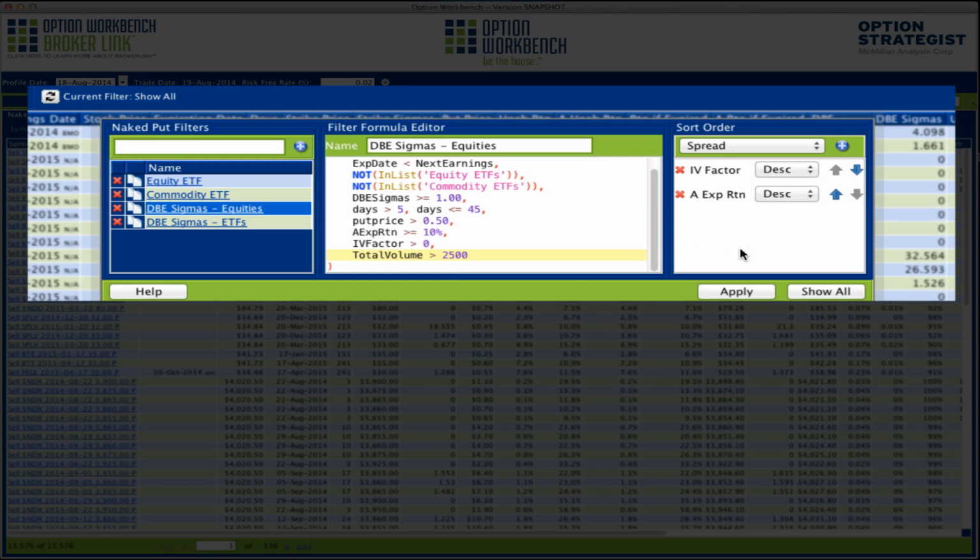And then finally, for this filter, I have some sort criteria. I am sorting primarily by the IV factor because I want to sell the most expensive options I can. I'm sorting by that in descending order, and then if two or more options have the same IV factor, I want them sorted in descending order by the annualized expected return. So I want to sell the most expensive options with the highest expectation possible.